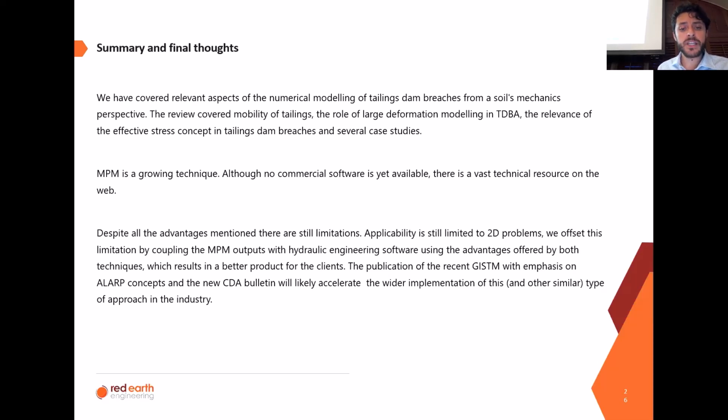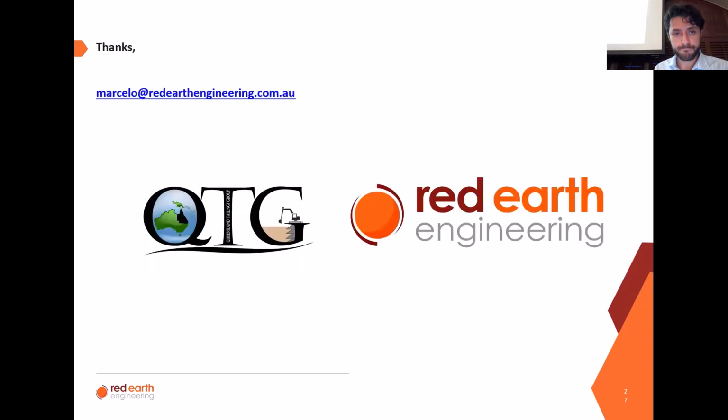Despite all the advantages mentioned, there are still limitations. Applicability is still limited to 2D problems. And we have solved these limitations by coupling the MPM outputs with hydraulic engineering software, as Luke presented earlier today, which results in a better product for the clients, actually. The publication of the recent GISTM with emphasis on alarm concepts and the new CDA bulletin will likely accelerate the wider implementation of this kind of technique and other similar approaches in the industry.